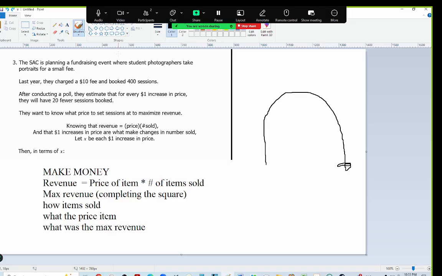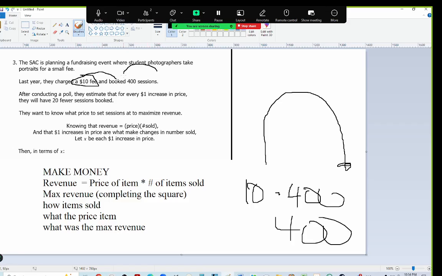But let's look at this question here. We're looking for a price of the item. What's the price of the item? $10. How many items sold? In this case, it's 400, essentially. So the initial price revenue is $10 times 400, 4,000. The question always, one of them will increase and one of them will decrease. In this question, we see that every dollar that this 10 goes up, this goes down by 20.